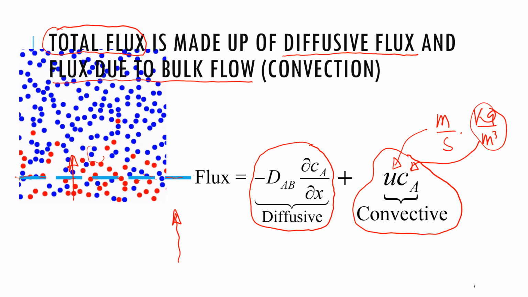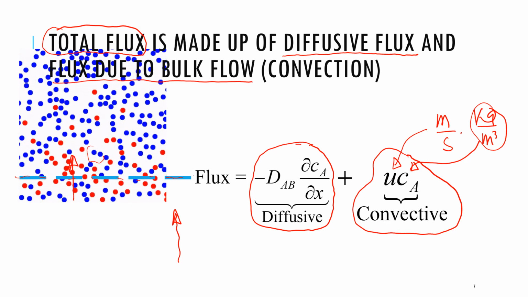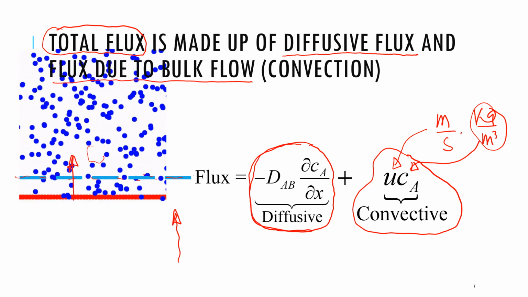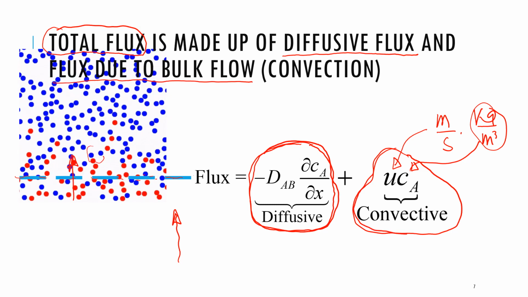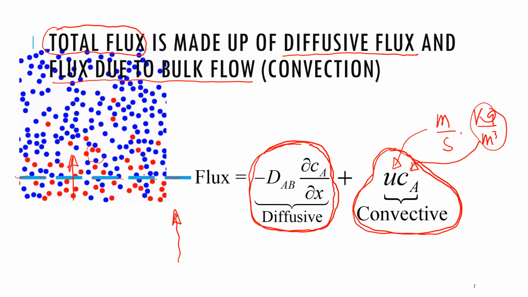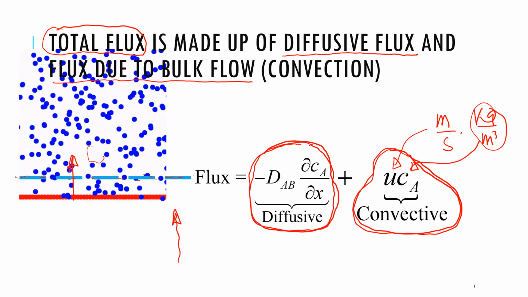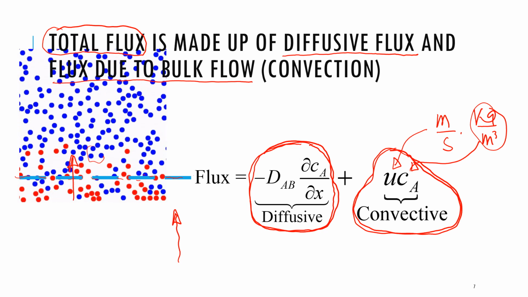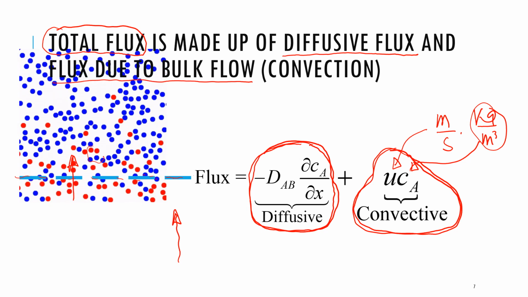think of two kinds of fluxes at any given situation. One is due to this kind of random movement, and the other one is due to directed movement, as we saw in the animation. So the random one is the diffusive one, and the directed one is the convective flux.